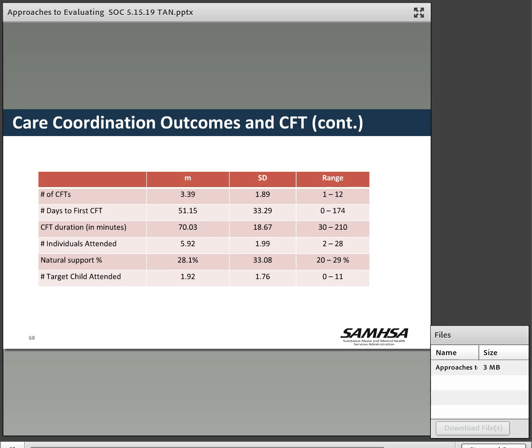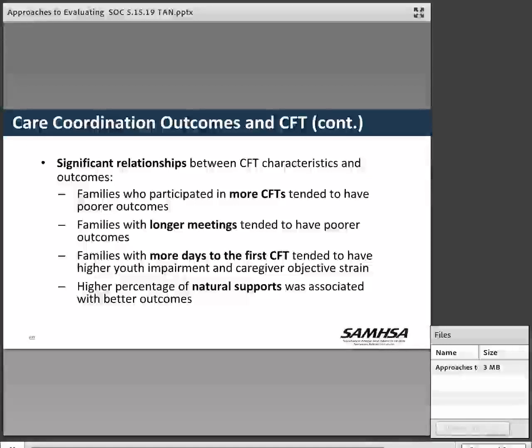In addition, we see that on average it was 51 days until the first child and family team meeting, and the practice standards say that it should be 30 days until the first meeting. In addition to that, you see things like our meetings lasted a little more than an hour, about 6 people attended the meetings, about 28% of participants were natural supports. Practice standards say it should be 50%, and none of our child and family team meetings had 50% of natural supports or more. And in our network of care, the target children attend an average of 2 out of the 3 meetings that occur for their family.